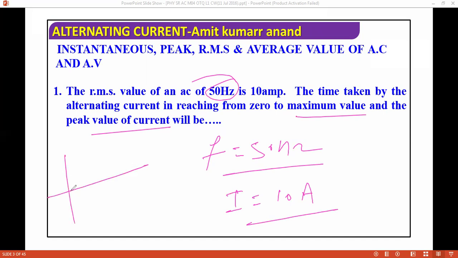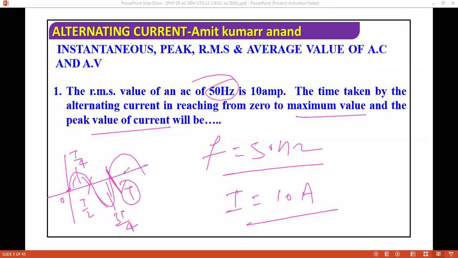Let us draw the diagram of current like this. So this is 0 time, and here this is T by 4 time, and this is T by 2 time, this is 3T by 4 time. So you can add T by 4 each time. When you come up to here, this is capital T time, the total time.